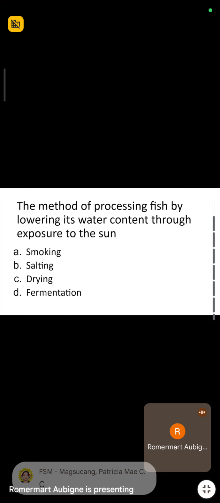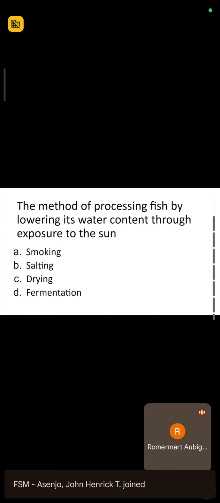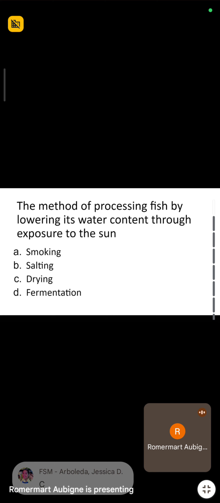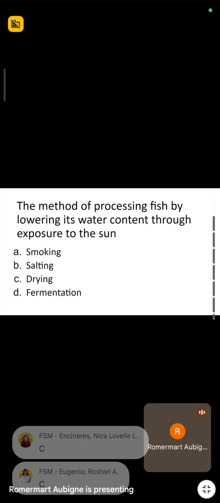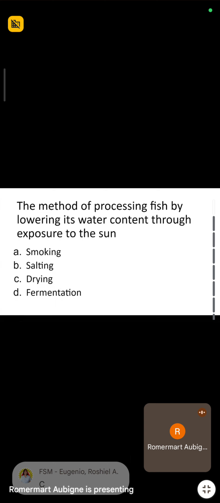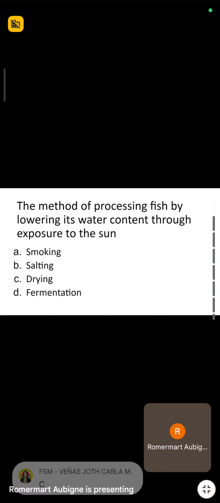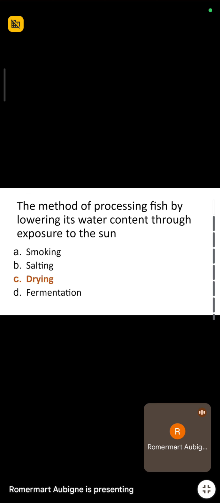Next, the method of processing fish by lowering its water content through exposure to the sun. What do we call this? A. Drying. B. Boiling. C. Drying. Or D. Fermentation. Ano natin ang mga sagot natin? Okay. Yes, tama yung ating mga students, no? So we have the drying.